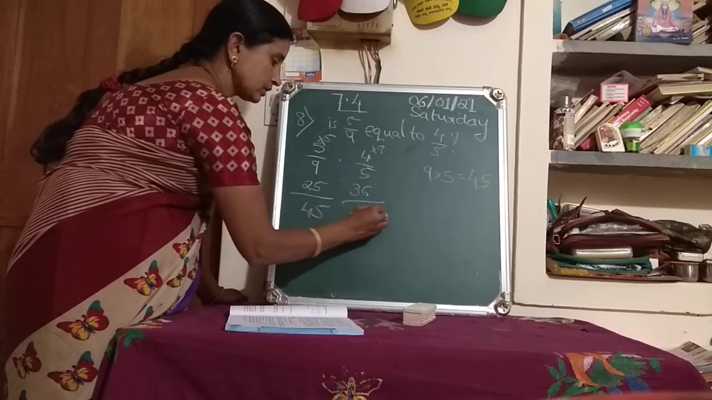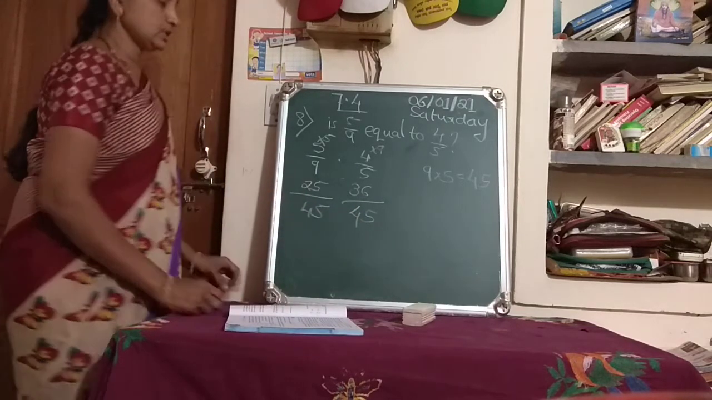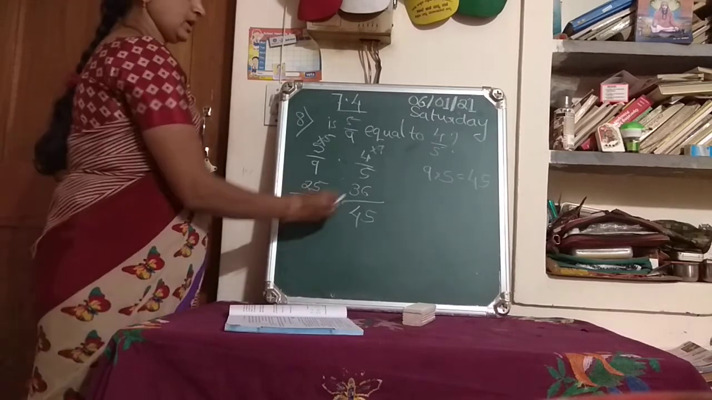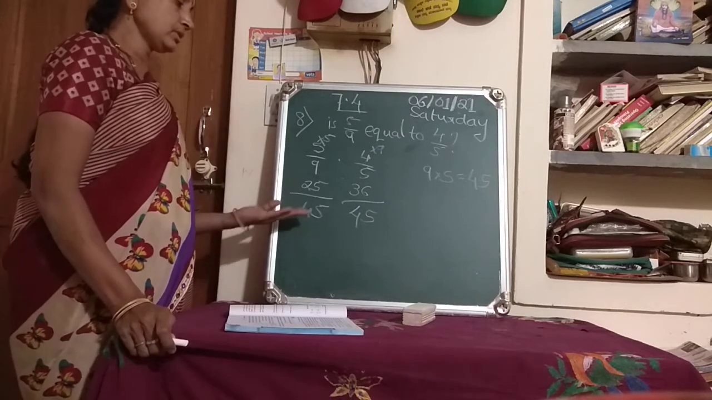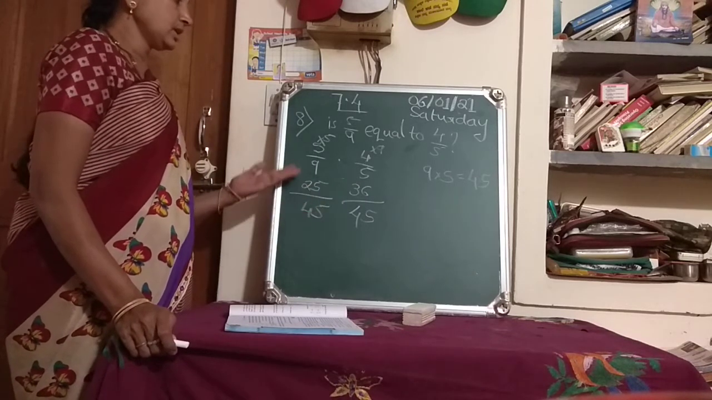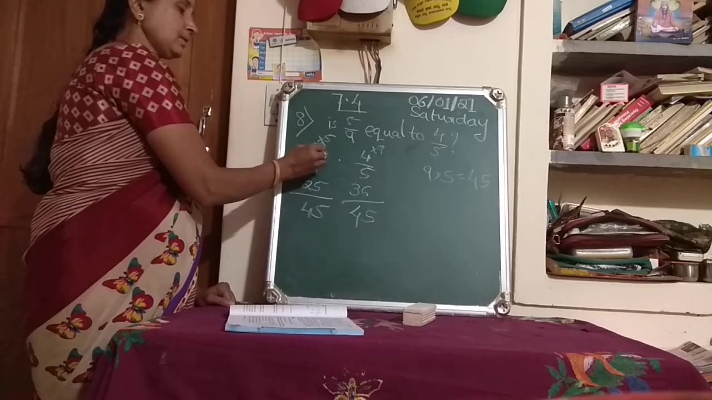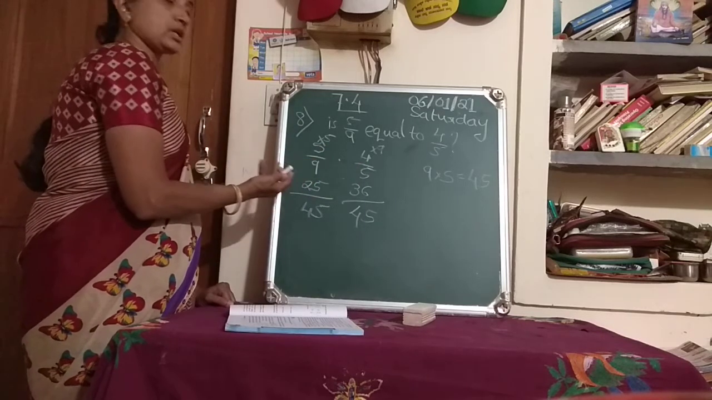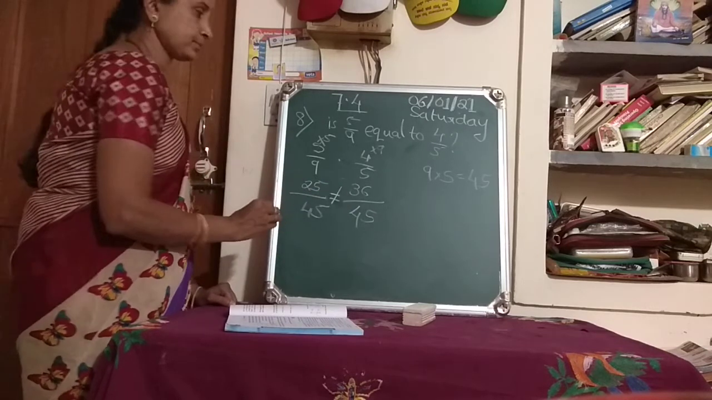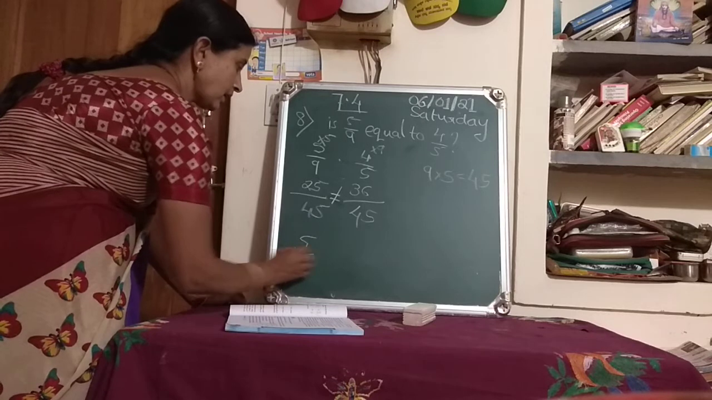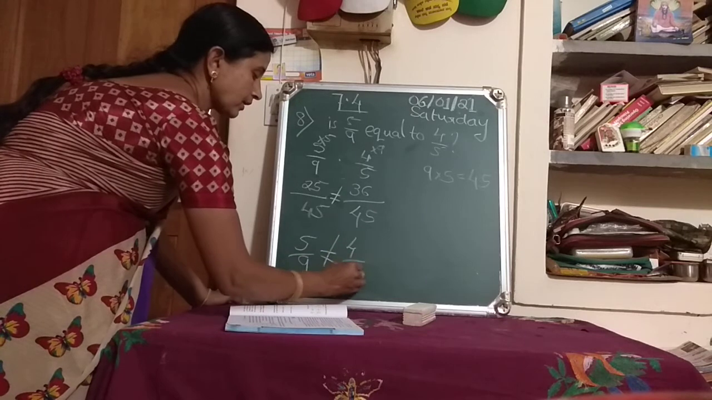Now we have both fractions with the same denominator: 25 upon 45 and 36 upon 45. Now we can easily say that 36 upon 45 is greater than 25 upon 45. That means 4 upon 5 is greater than 5 upon 9, but they are not equal. So we can say 5 upon 9 is not equal to 4 upon 5.